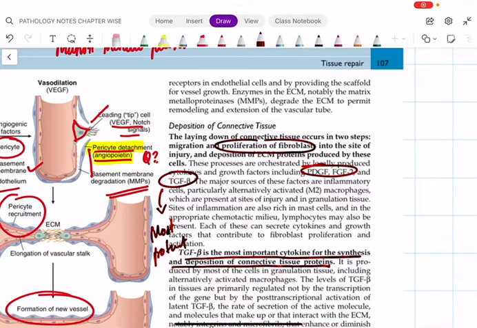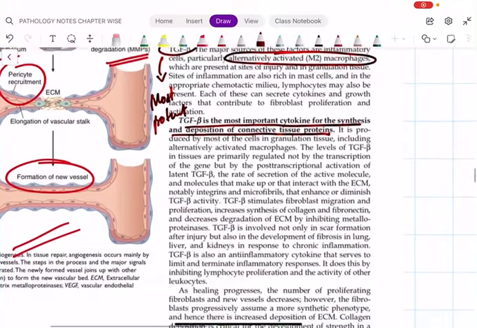Can you say which type of pathway results in tissue repair like this? Yes, very good. It is the alternatively activated or the M2 macrophages. Okay, that is mainly responsible for synthesizing these growth factors, and that is mainly helping for deposition of connective tissue and fibroblast proliferation. Fine. I hope things are very clear for you.